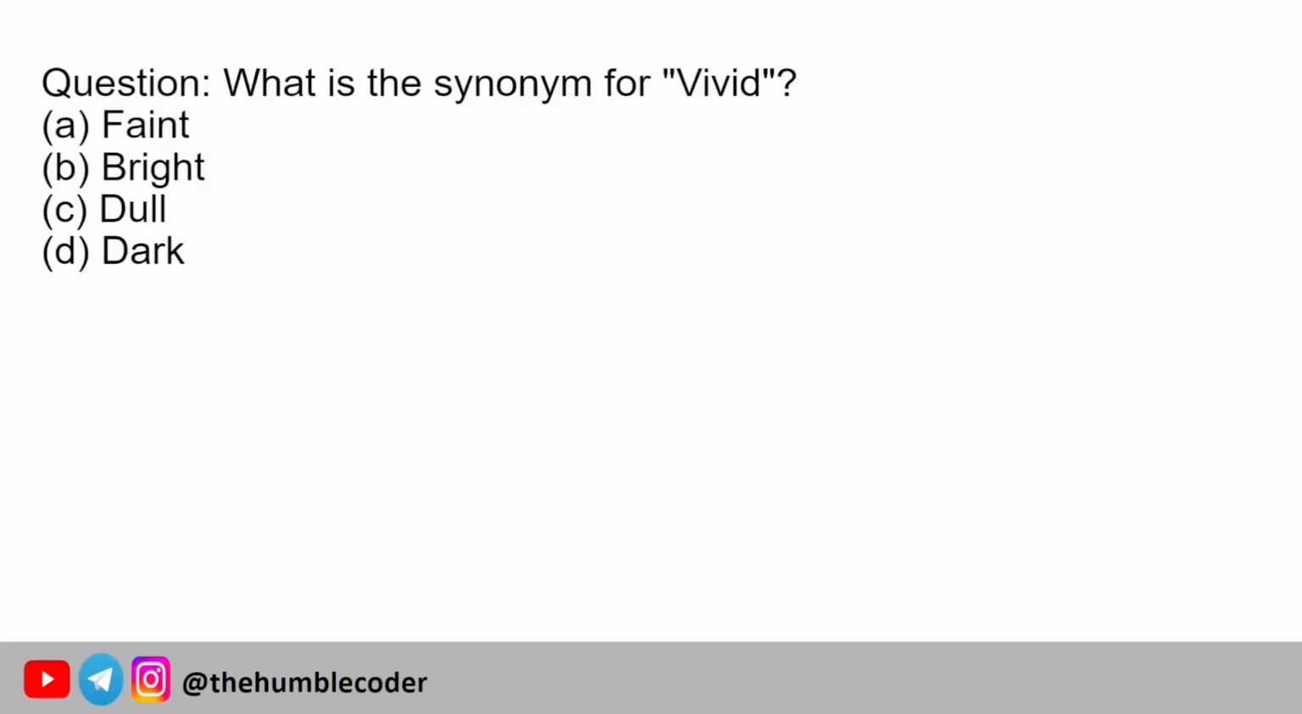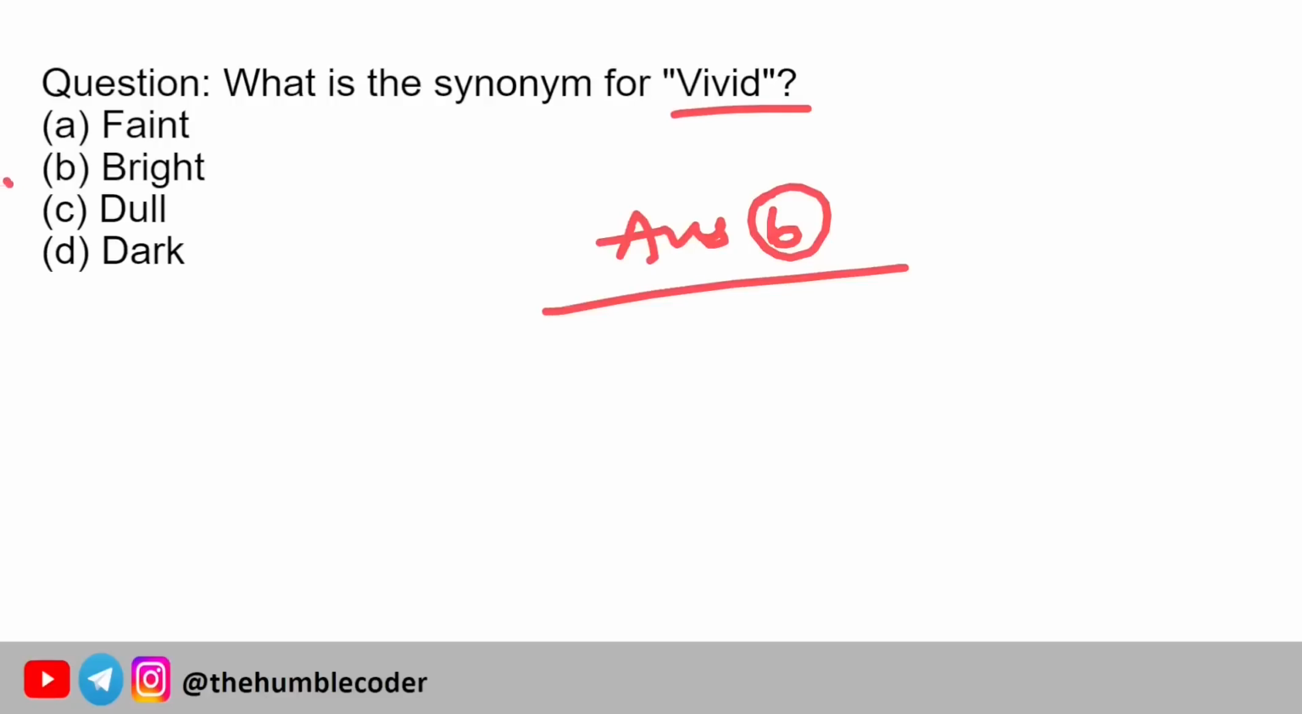Moving on to the next question. What is the synonym of vivid? We have four options: faint, bright, dull, and dark. The correct option for this question will be bright. Vivid means bright only. So the correct option is option B, which is bright.